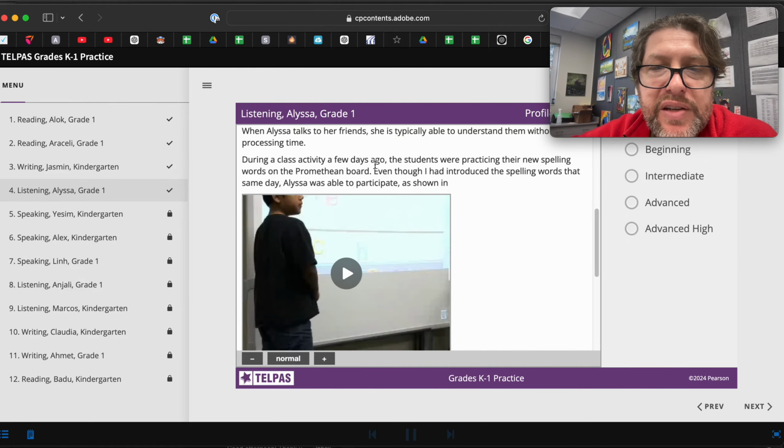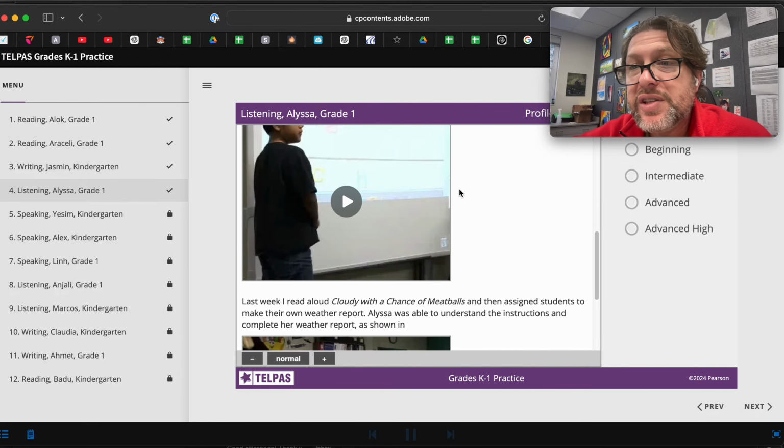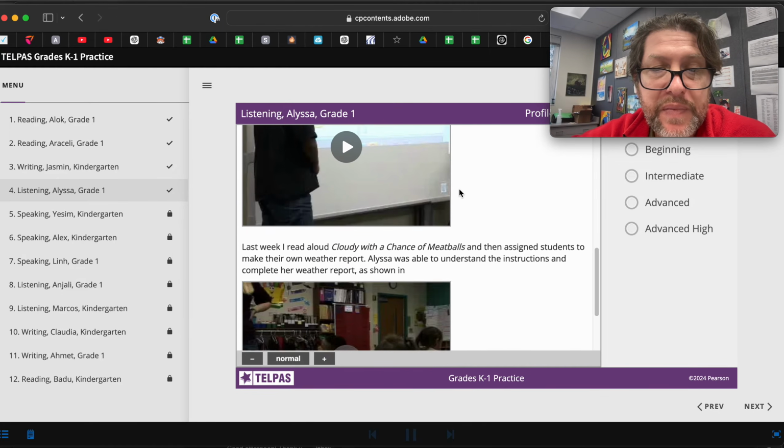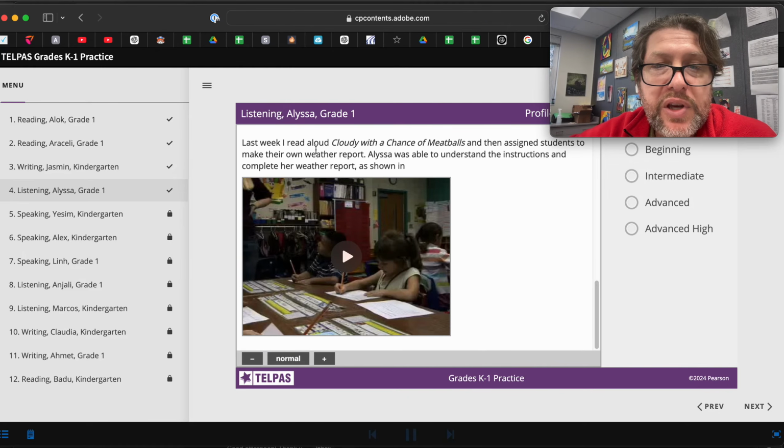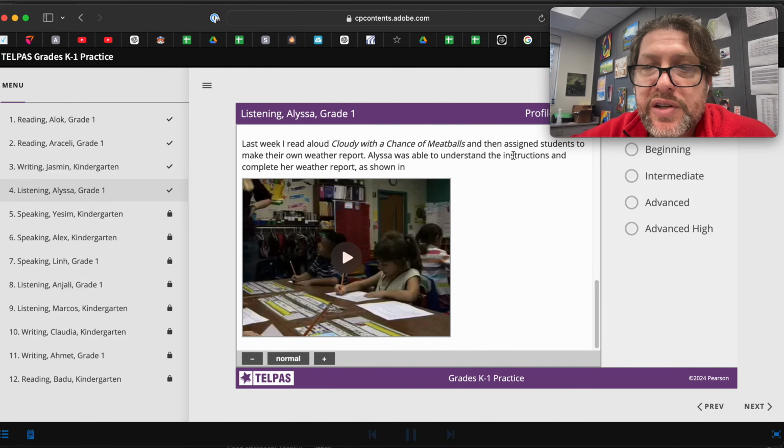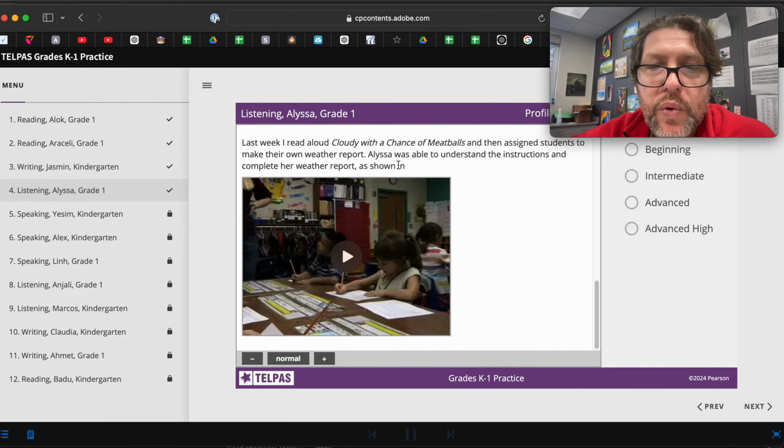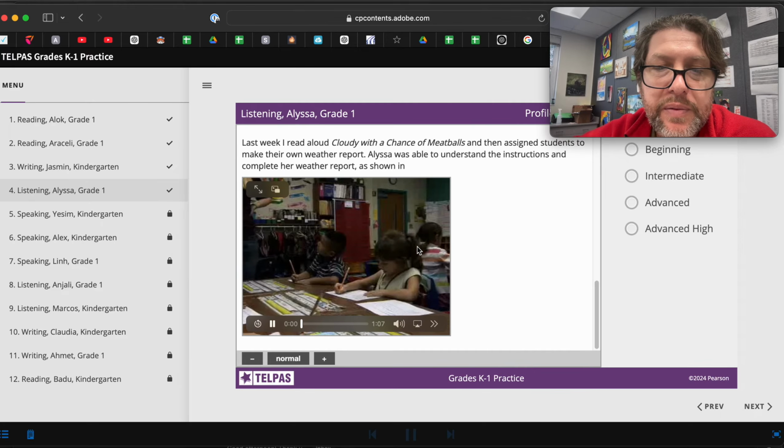During class activity a few days ago, the students were participating in their new spelling words on the Promethean board. Even though I had introduced spelling words that same day, Alyssa was able to participate as shown. So she's getting it like the first time, basically. Last week, I read Cloudy with a Chance of Meatballs, then assigned students to make their own weather report. Alyssa was able to understand the instructions and complete her weather report as shown. Okay, so let's see.